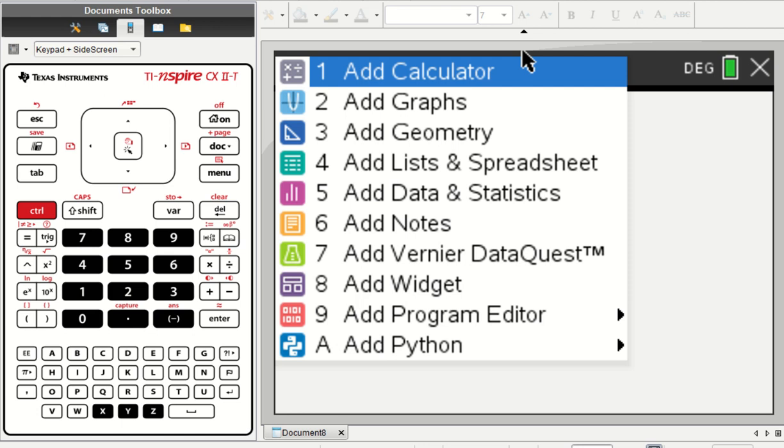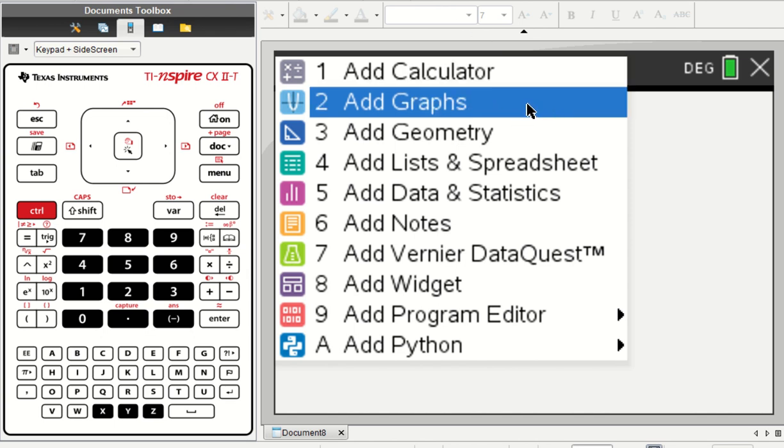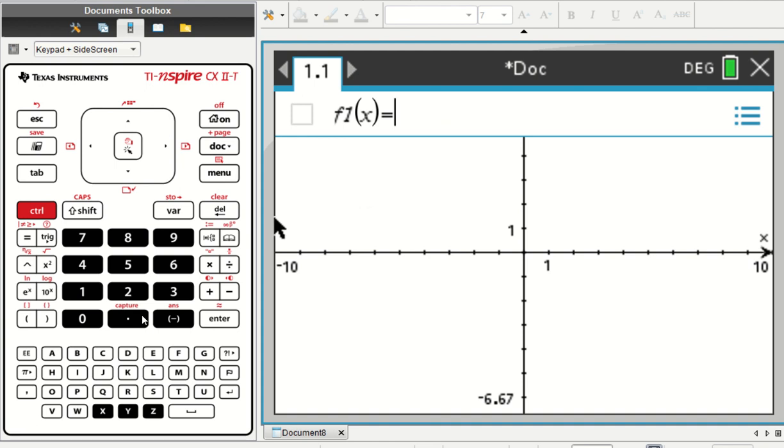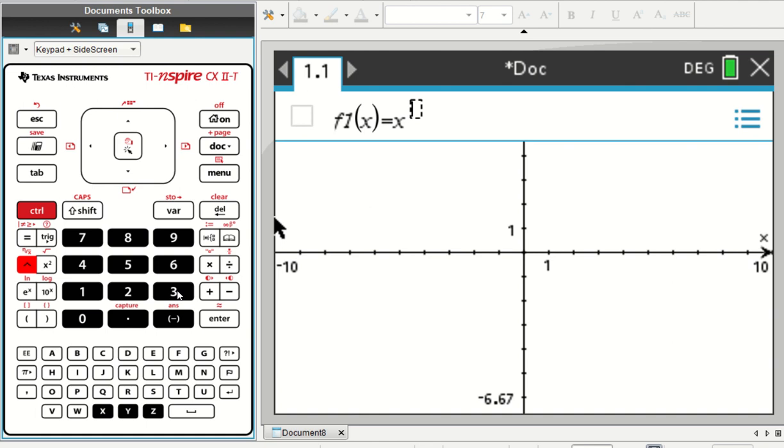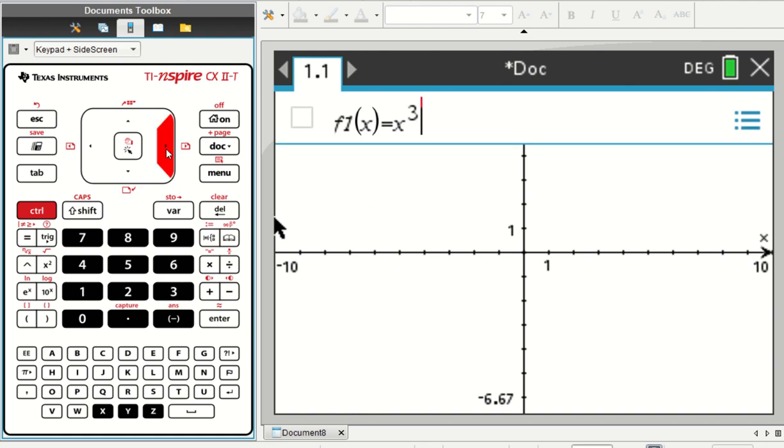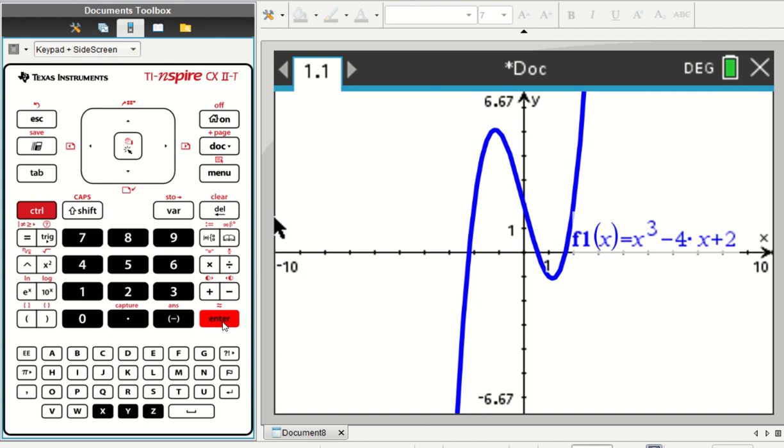In this video, I'd like to show how to use the numerical derivative tools of a TI nSpire to find information about the derivative and create the equation of a tangent line. To do this, I'd like to open up a graph page, and I'm going to start by entering the original function. Let's say the function I'm interested in is x cubed minus 4x plus 2. If I press enter, we see that cubic function.